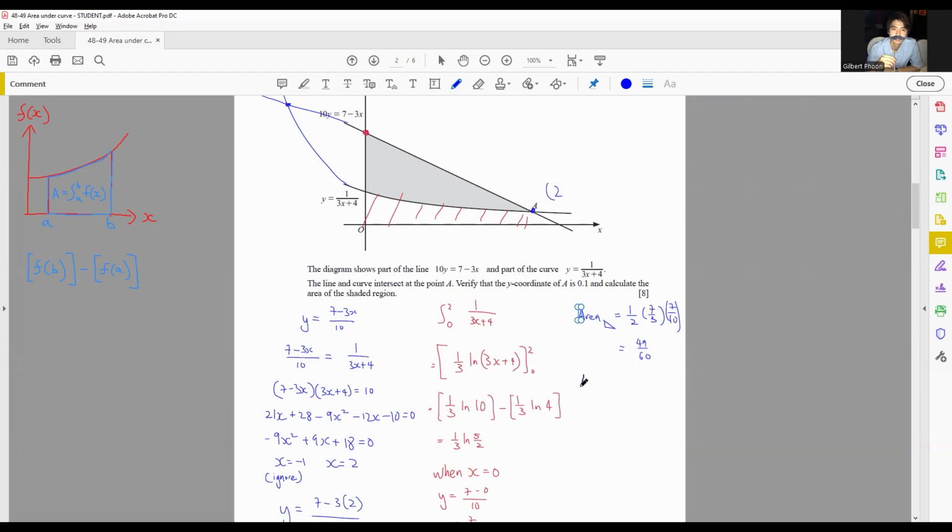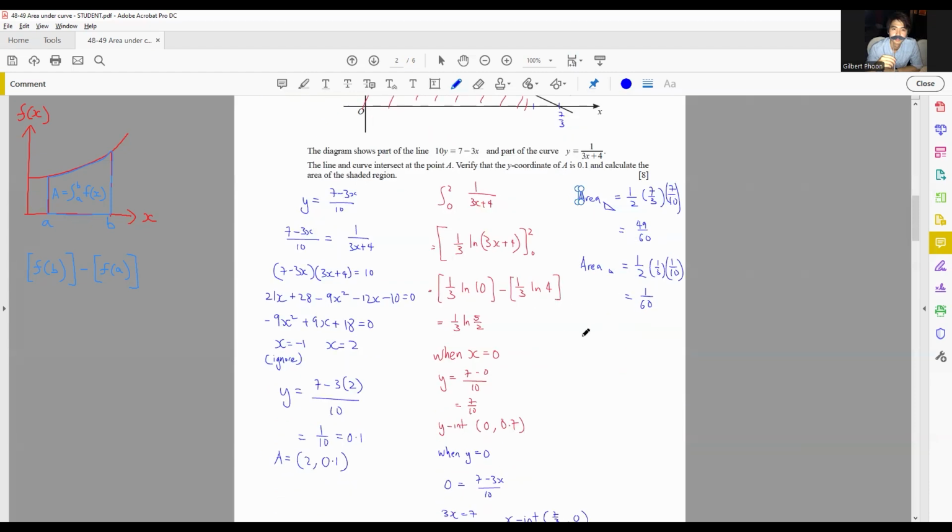So let's find the area of the small triangle as well. The area of the smaller triangle is going to be half times, from here is 2 to 7 over 3. That's just 1 over 3. And we know that the height was 0.1, right? 0.1 is 1 over 10. So the area of the smaller triangle, when you type into the calculator, is 1 over 60.